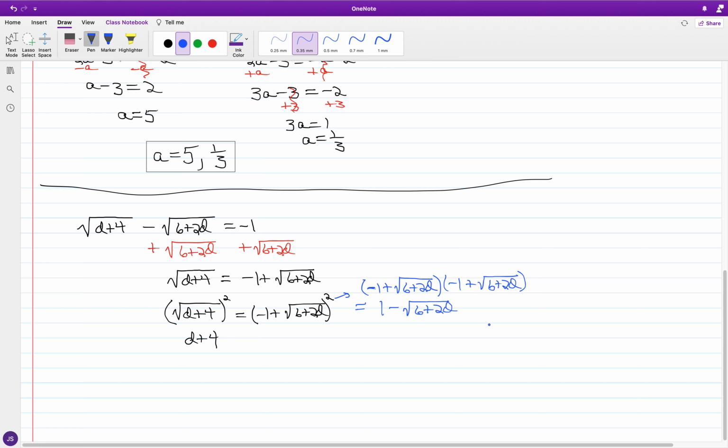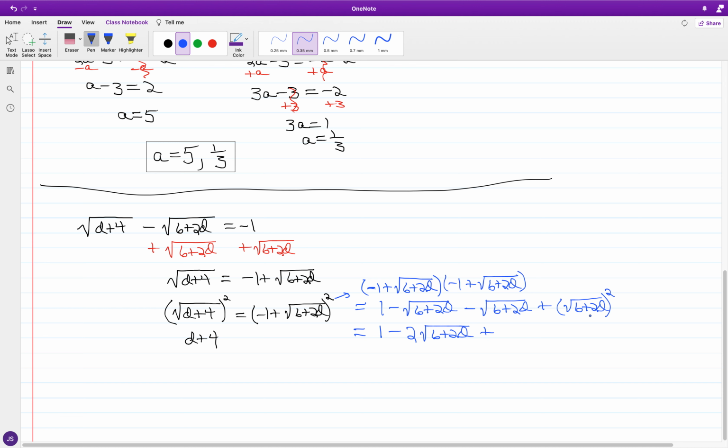Inside product will have another negative square root of 6 plus 2d. And the last term, you have repetition. We have the square root of 6 plus 2d times itself. Alright, so in the setup, you got 1. Now you have radical terms that are back to back. You have minus square root of 6 plus 2d and another negative square root of 6 plus 2d, so you're going to have minus 2 times the square root of 6 plus 2d.